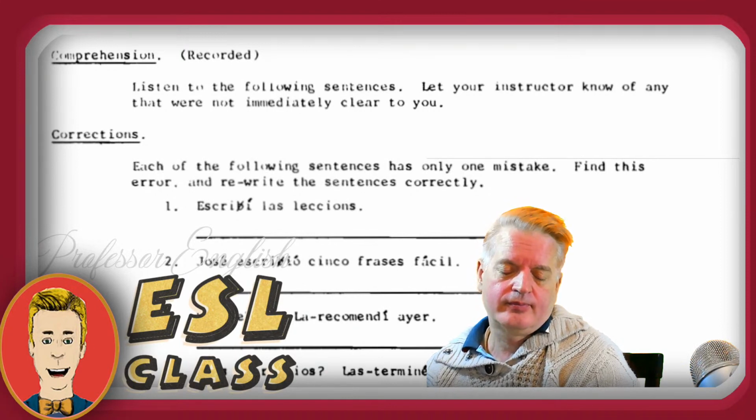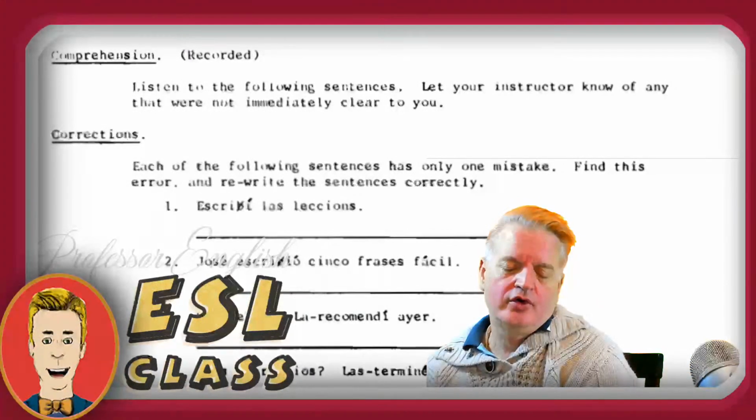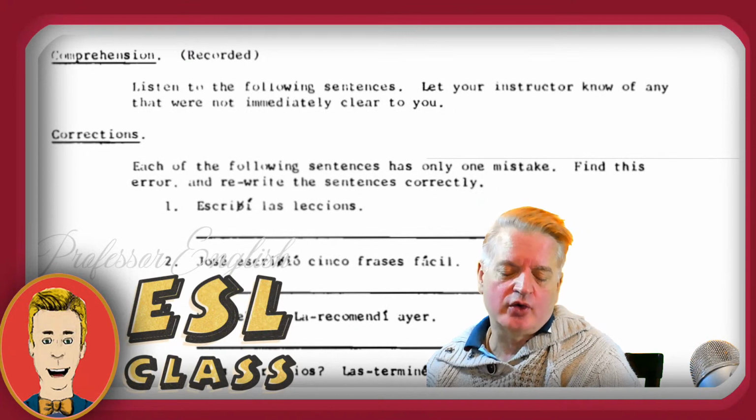Number 54. Jones y Clark no eran altos cuando eran niños, pero ahora son altos. So Jones and Clark, when they were kids, weren't tall, but now they're tall.